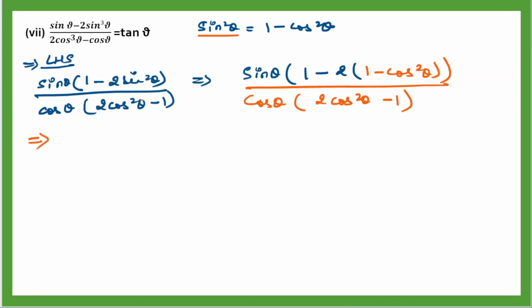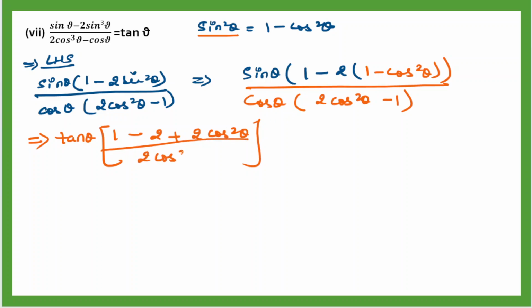Don't change in numerator and denominator both. So you can write sin theta divided by cos theta as tan theta whole. Now you are going to open the bracket. So 1 minus 2 and it will become plus 2 cos square theta divided by 2 cos square theta minus 1.